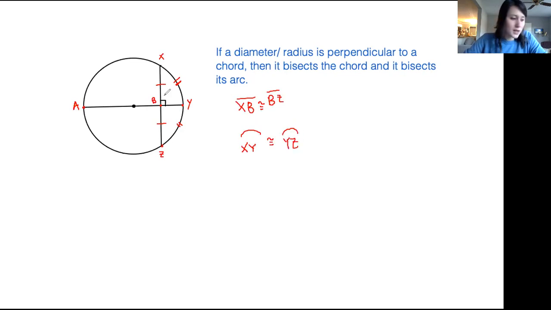These two sides are congruent, these two arcs are congruent, and all this is true if AY is perpendicular to XZ. It's only true if these two segments are perpendicular. So let's go back to our study guide and take a look at some problems so we can let this sink in.